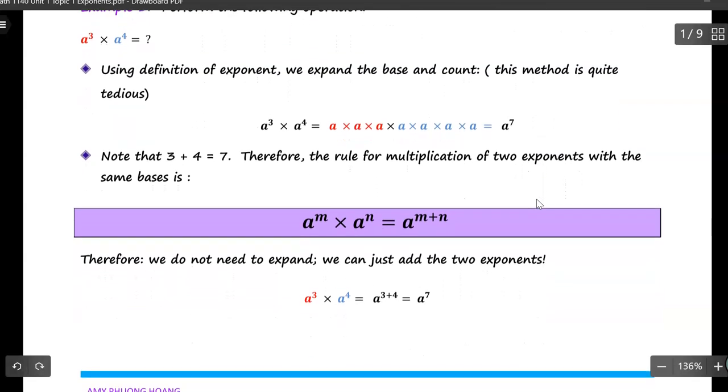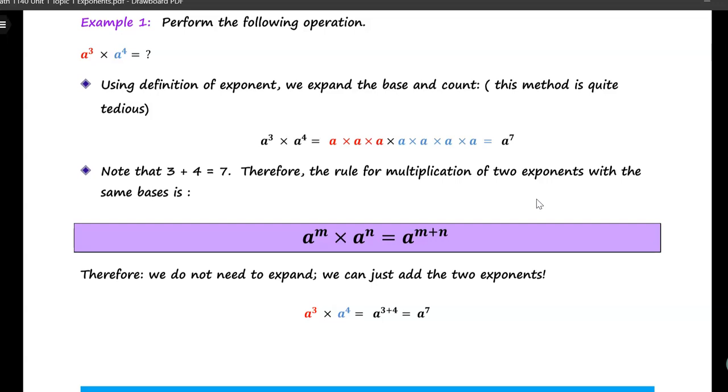In this case, a to the exponent 3 multiplied by a to the exponent 4: I apply this formula because I have the same base to work with. Therefore, I add the two exponents. Don't forget, these formulas only apply to powers with the same base. So I take 3 plus 4 and I got 7.